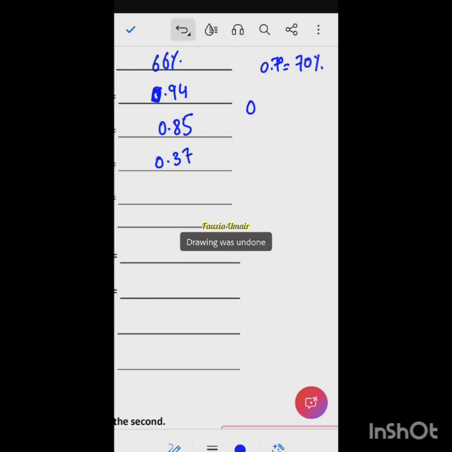So 0.7 is basically, if you convert it into a fraction, 7/10, right? But for the percentage, we need 100. So we can multiply it with 10. If you multiply it with 10, it would be 70/100. So now the percentage is 70%, right? Now just look at this. If the decimal is 0.125, now what?